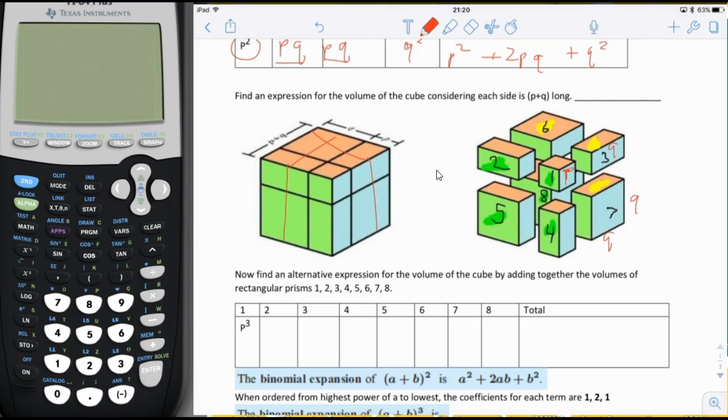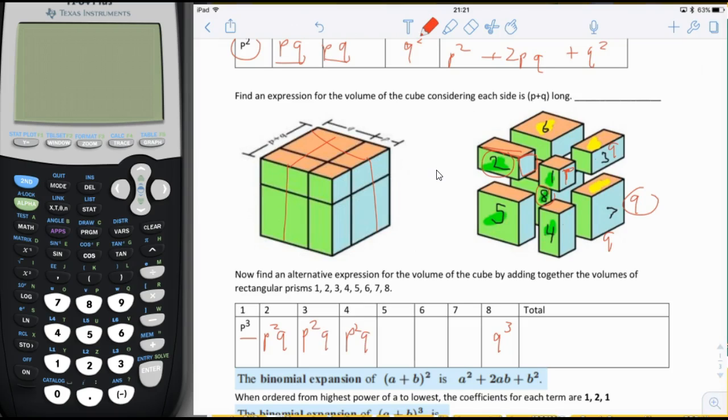Box 1 is a cube with side p, so it's p cubed, right? What about box 8 back here? Box 8 is also a cube. Each side is length q, so box 8 would be q cubed. What about box 2? Box 2 is like a rectangular prism, and these 2 short sides are p times p. The length is q, so what we got is p squared q. Box 3 and 4 all look the same, don't they? They're all p squared q.